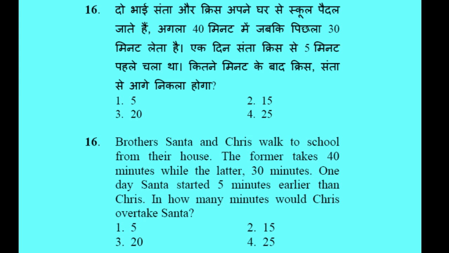Brothers Santa and Chris walk to school from their house. The former takes 40 minutes while the latter 30 minutes. One day Santa started 5 minutes earlier than Chris. How many minutes would Chris overtake Santa? Option 1: 5, option 2: 15, option 3: 20, option 4: 25.